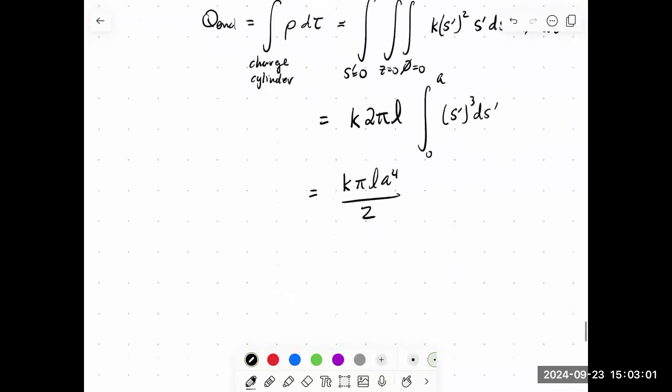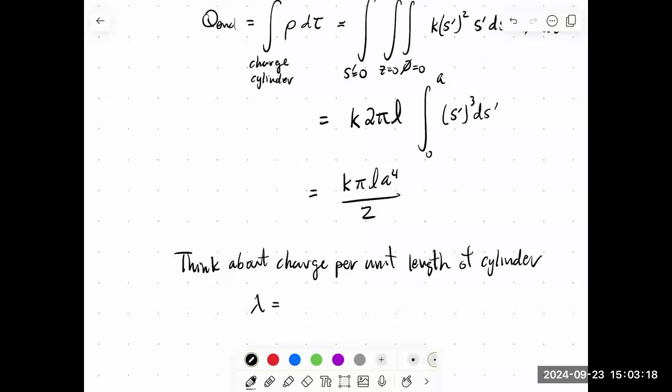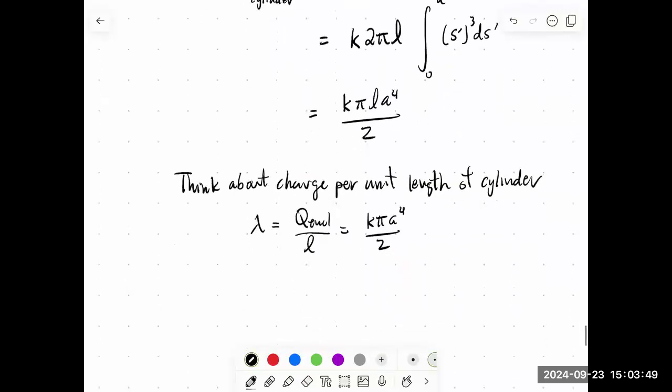Okay, so fine. Let's think about the charge per unit length of our cylinder. We call linear charge density, charge per unit length, lambda. And so it's just going to be the total charge, Q enclosed, divided by the length of our red Gaussian surface, L, and that's just going to be K pi A to the fourth over two. So let's just keep that in mind. If we wanted to define a charge per unit length, this is what we would get. Okay, so this is just a bit of an aside. All right, so now this integral of E dot dA is Q enclosed over epsilon naught, just to finish off Gauss's law.